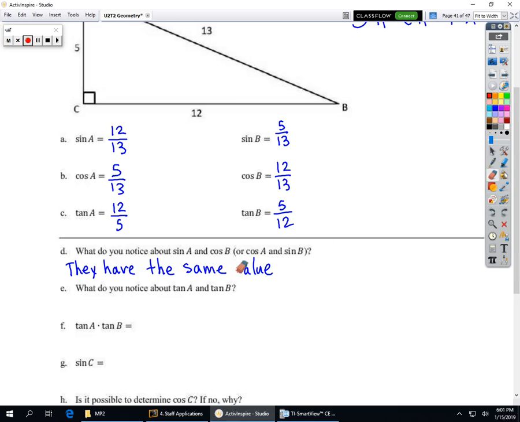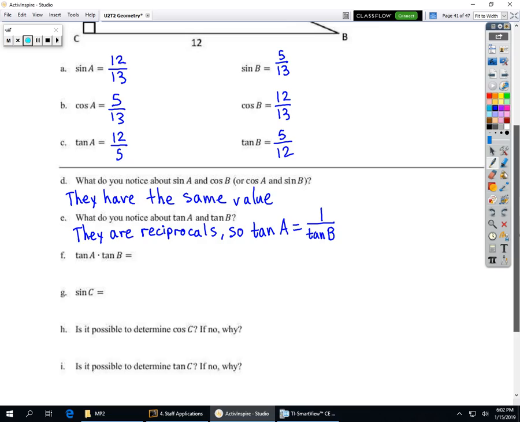Right? Okay, that's fun about sine. What do you notice about tangent A and tangent B? Well, you flipped the fraction, right? So they are reciprocals. If they are reciprocals, this is actually how we write reciprocals. This means tangent of A equals 1 divided by the tangent of B. 1 divided by a fraction does flip it. So remember, be aware of this notation here.